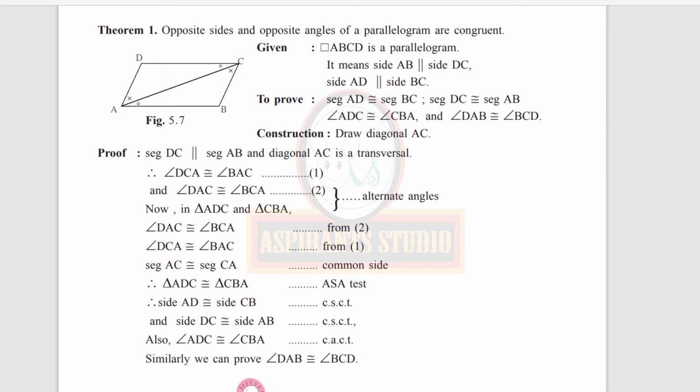You have to prove angle ADC is congruent to angle CBA. And also you have to prove angle DAB is congruent to angle BCD, because you have to prove opposite angles of a parallelogram are also congruent. So you are going to prove two things here. One is opposite sides of a parallelogram are congruent, and the second thing is opposite angles of a parallelogram are congruent. So now we have to prove segment AD is congruent to segment BC, segment DC is congruent to segment AB, angle ADC is congruent to angle CBA, and angle DAB is congruent to angle BCD.